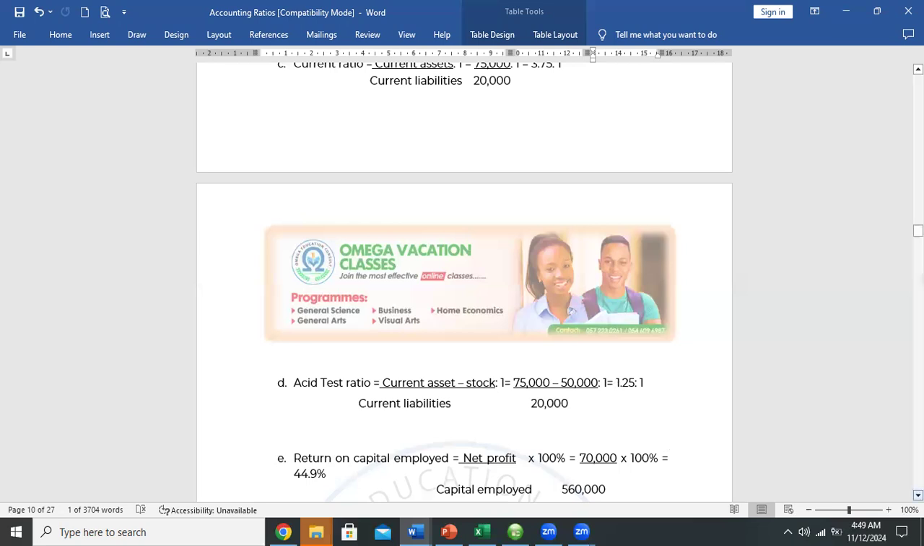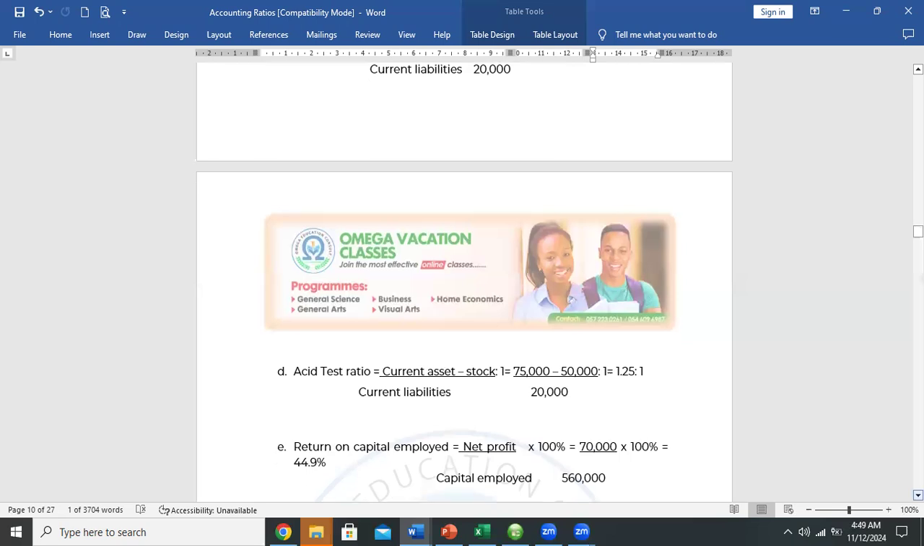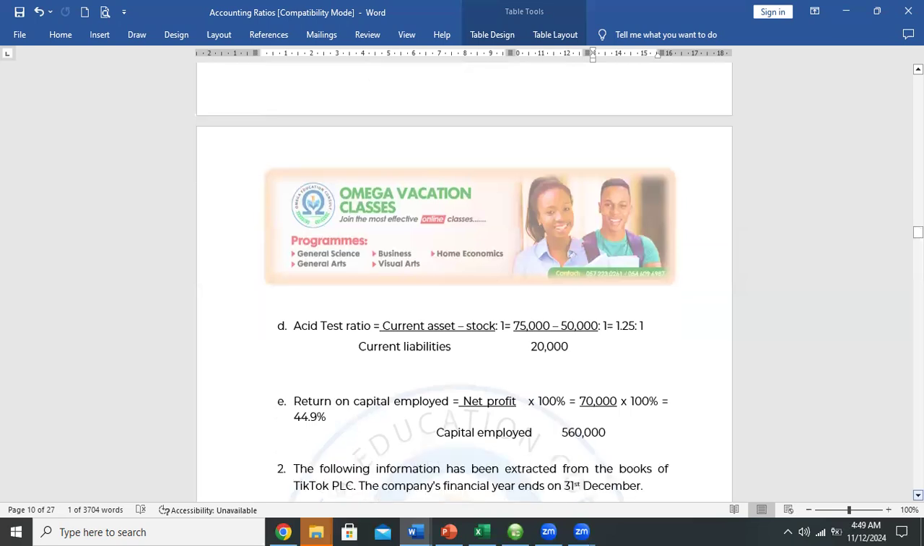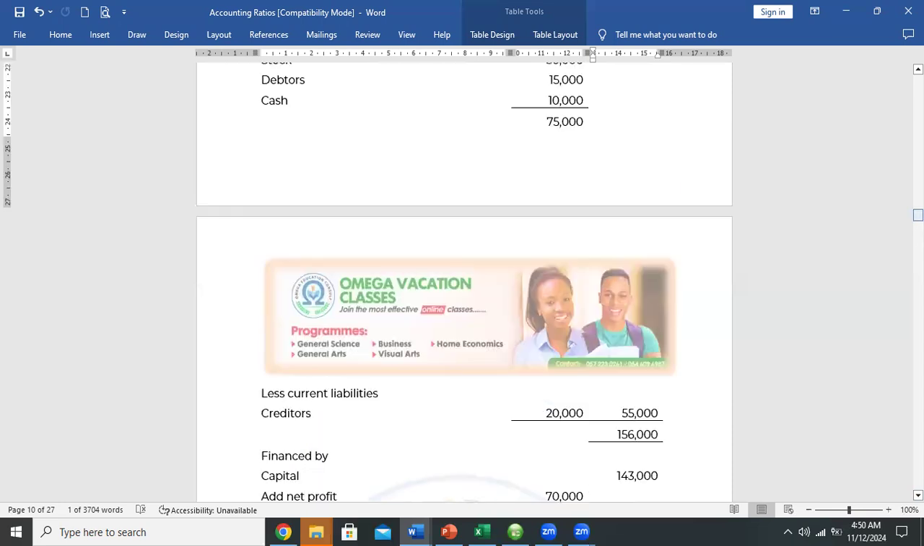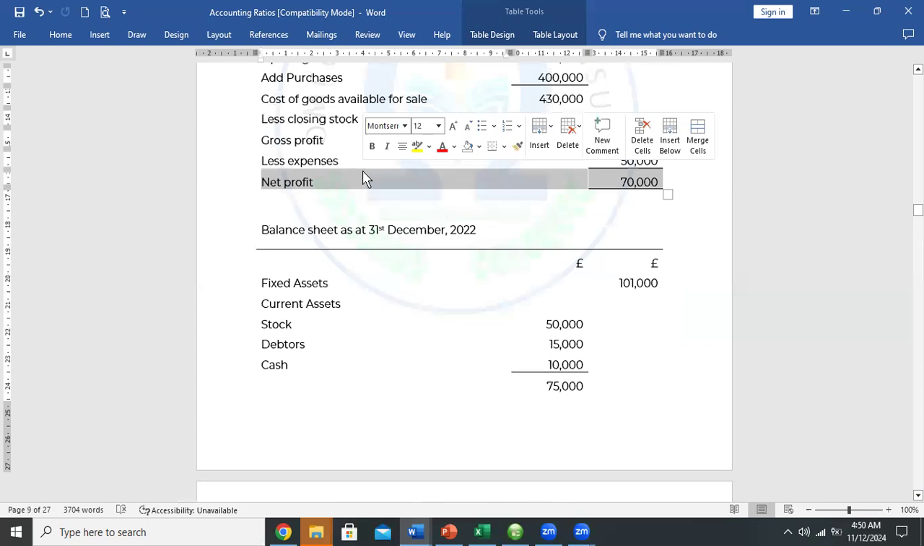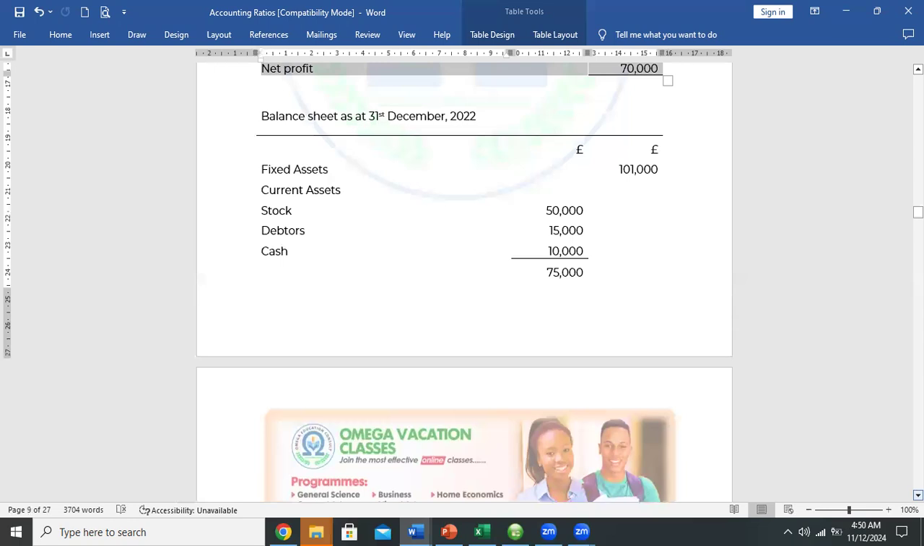Okay, the last one was return on capital employed, where we quoted the formula to be net profit divided by capital employed times 100%. So the net profit, as we saw on the face of the profit and loss account, is 70,000. This is your net profit. You divide it by the capital employed. And dear ladies, I told you the capital employed is your total asset minus current liability.